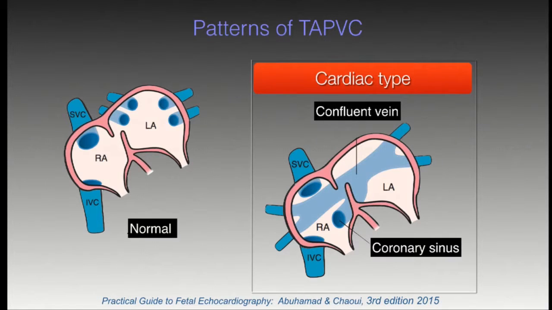There are in general 3 kinds of TAPVC. What is called the cardiac type: as you see here, this is a view on both atria, with a confluent vein behind the heart, here emptying or connected to the coronary sinus, leading to its dilation, and the coronary sinus drains into the right atrium. This is called the cardiac type.